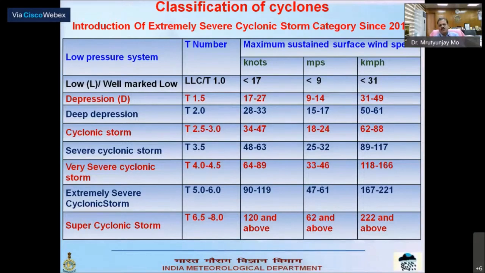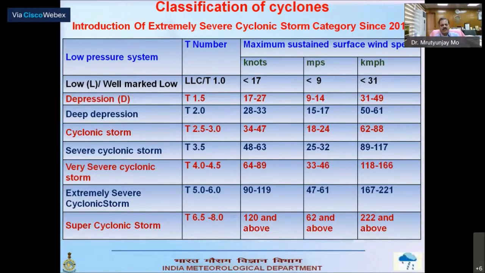In a cyclone storm, wind speed becomes 62 to 88 kilometers per hour. Like this, the wind speed increases, and in a severe cyclone storm, wind speed is 89 to 117 kilometers per hour. In a super cyclone storm, wind speed is 222 kilometers per hour or more. So how does it happen actually?